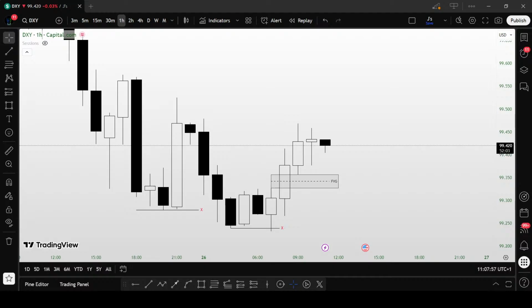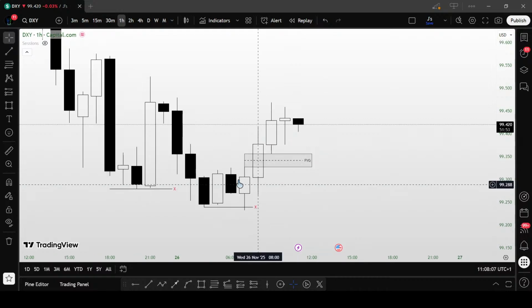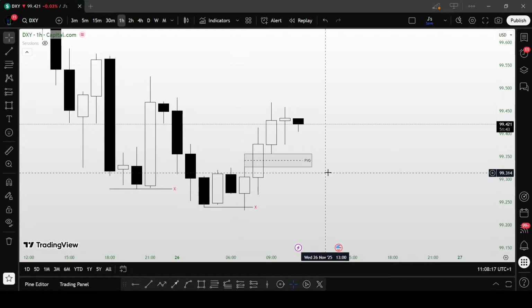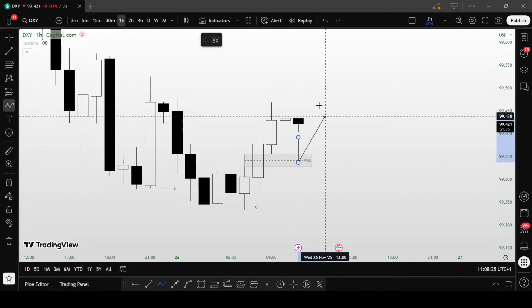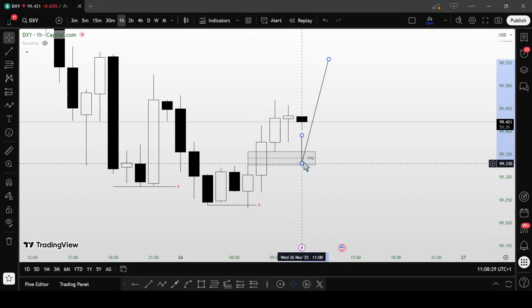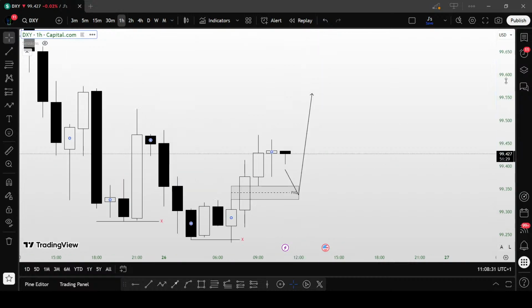So like I was saying before, we did have a fair value gap there. Okay, we have the sweep, we have the fair value gap. We also had this close above this particular candle over here, so I would consider that as a change in state of delivery. It's something that I would actually want to see if price wanted to go to the upside. So I'll be expecting a little bit of a pullback to this particular fair value gap, and then I would want to see price going up from there. Okay, so this is my expectation for DXY.